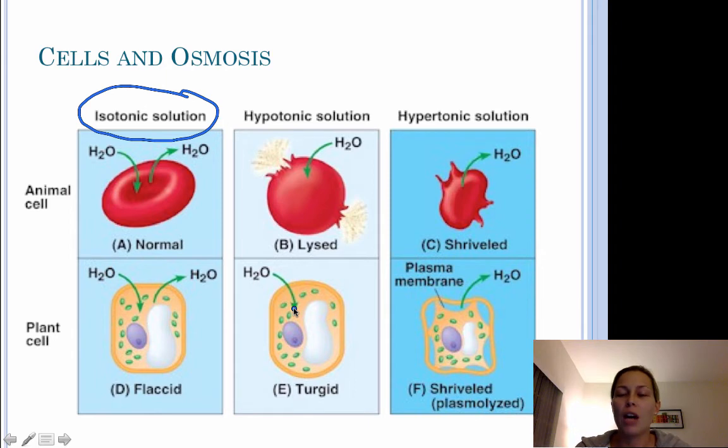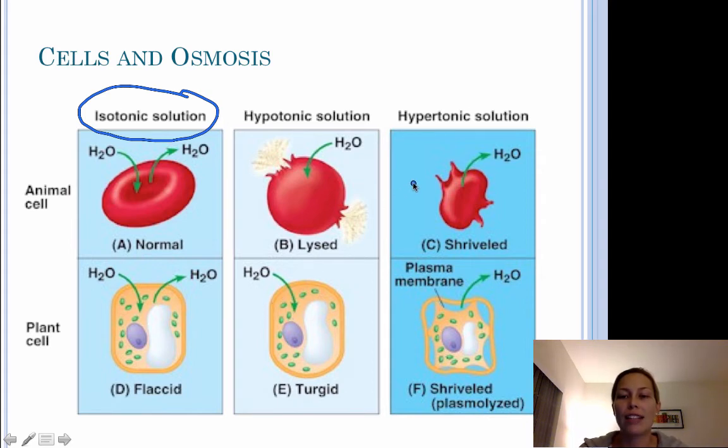With a plant cell, we won't see the plant cell burst, but the plant cell will become what we call turgid. And that means that the plant cell is going to swell up, but because we have that nice cell wall, the plant cell will not actually burst.